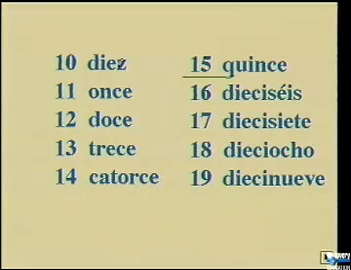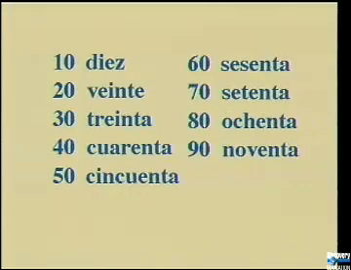Okay. Now, after these teens, or the numbers from 10 to 19, we talk about the tens, the multiples of 10. And we've already looked at this one, 10. Okay, then we have 20. Repitan. 30. Repitan. 40.